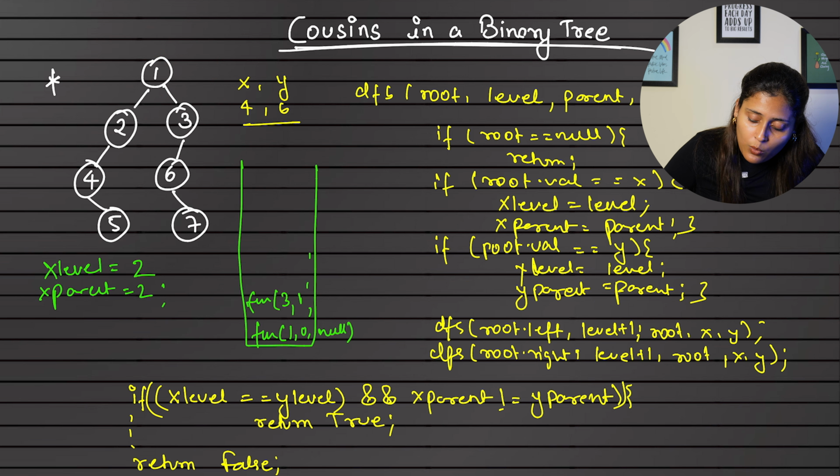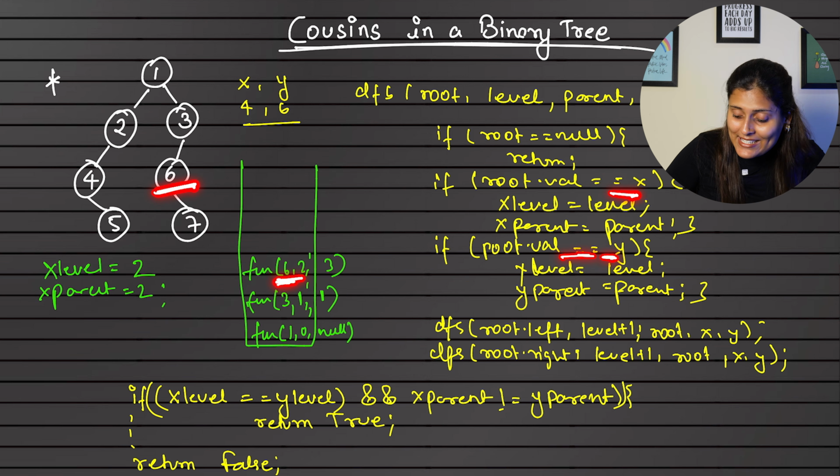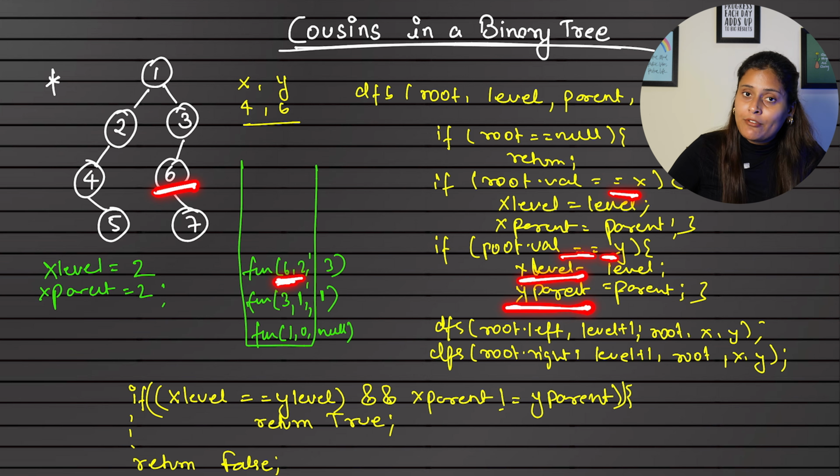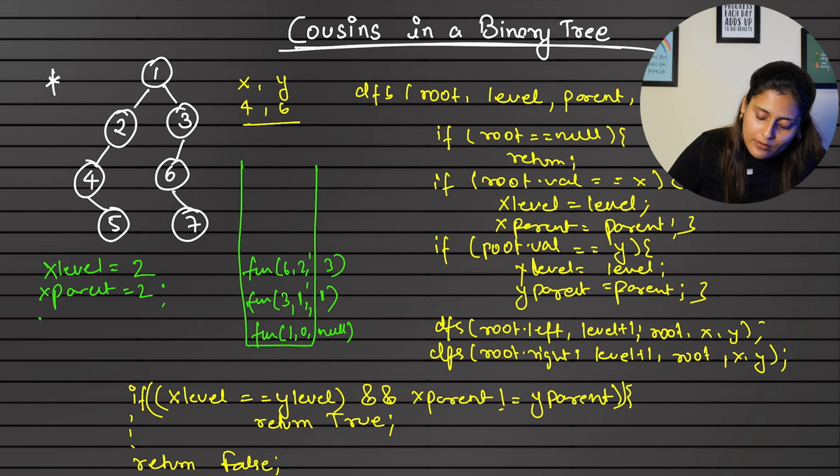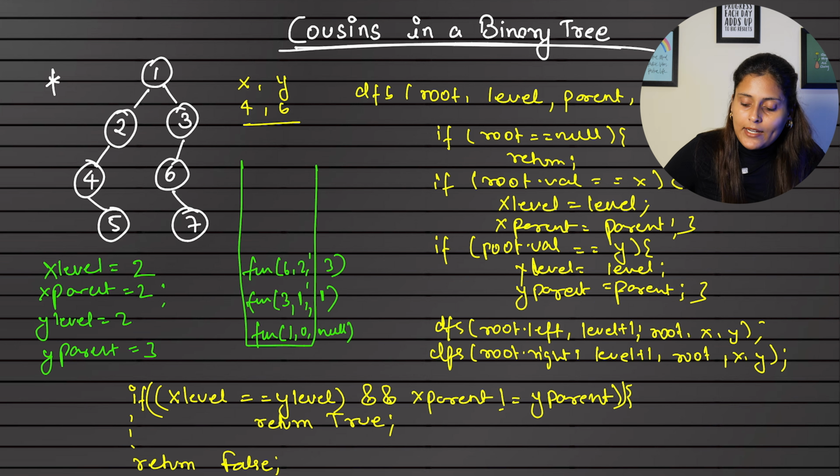Function 3, level 1, parent 1. Similarly 3's left: function 6, level 2, parent 3. We'll say, hey 6, are you matching with x? No. Hey 6, are you matching with y? Yes. So y level and y parent will get updated. What is the y level? Y level is nothing but 2. And what is the y parent? Y parent is 3. Correct? Yes, correct.